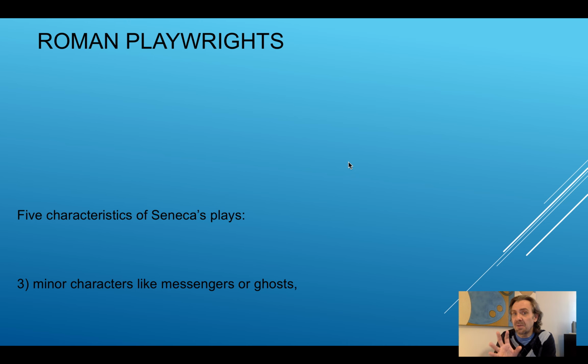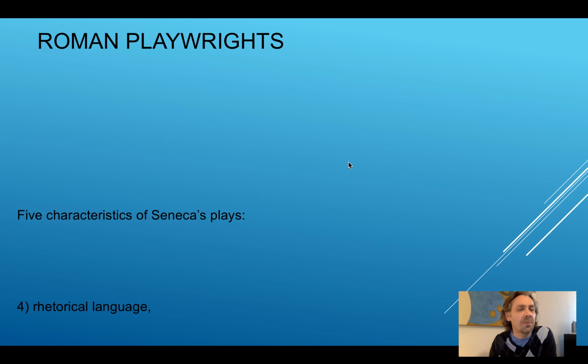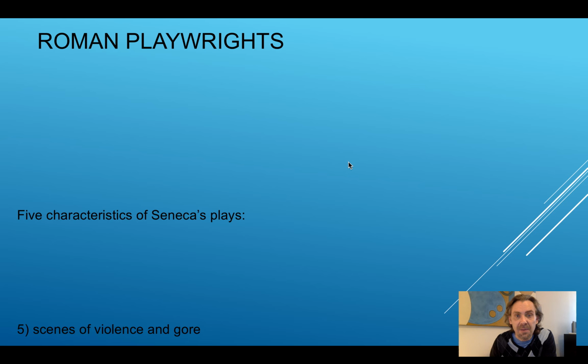Do you see where this comes into play with Hamlet? You have messengers and ghosts in Hamlet. You have Hamlet with a single desire to determine what happened to his father. Number 4, rhetorical language. What is more rhetorical than Hamlet's to be or not to be? That is the question. And number 5, scenes of violence and gore. And of course, there's violence and death in Hamlet. So, with these characteristics, you should be able to see how Shakespeare is directly influenced by Seneca and his work.